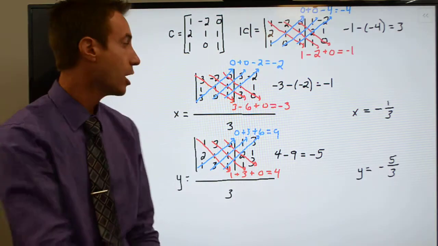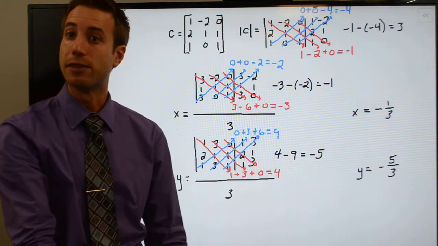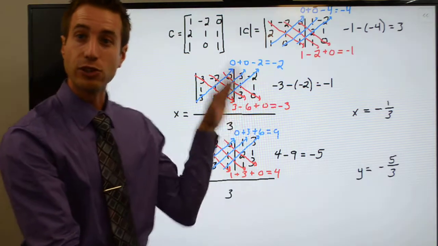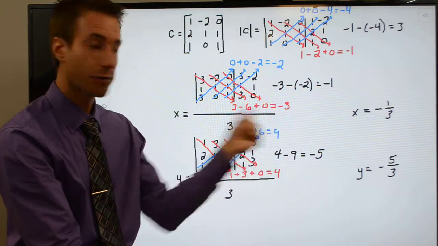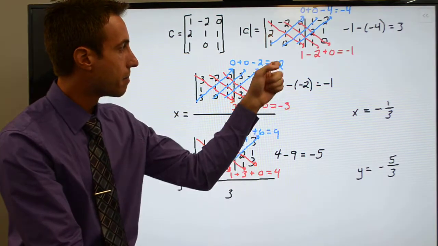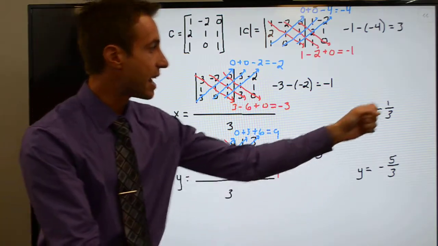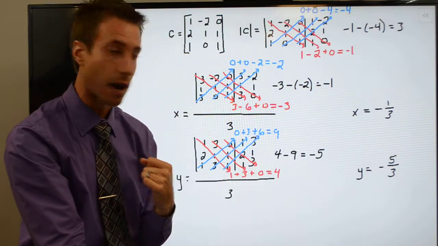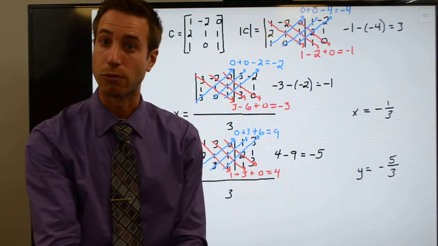To find the determinant, rewrite the first two columns outside of the determinant bars, and then do your multiplication. Diagonals coming down, -3, diagonals going up, -2, bottom minus the top, I get -1, which means then that I have -1, the determinant of the top, divided by 3, the determinant of the bottom. So x is equal to -1/3.